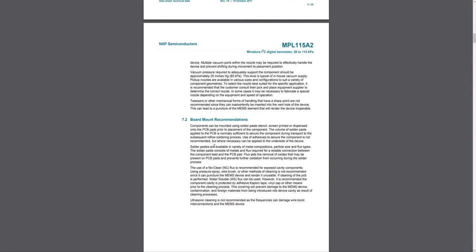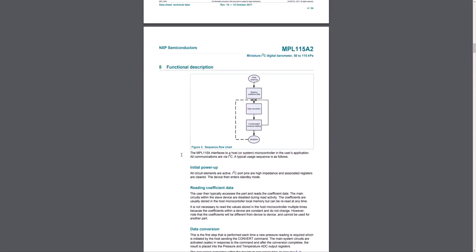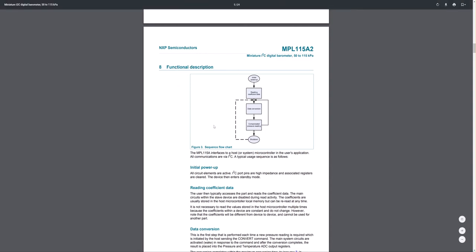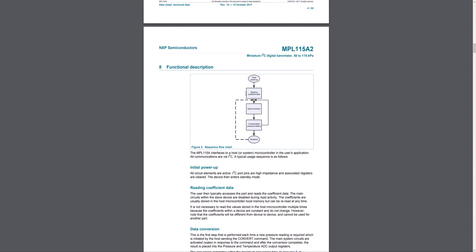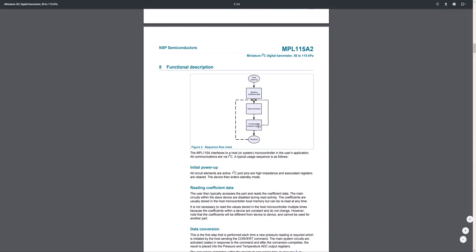It's got some handling information, it's got some board mounting recommendations. Oh, here we finally get to some functional descriptions. Sequence flow chart. So it says initial power up, which of course just means you're connecting power to the device. Reading coefficient data. Okay, well that's going to be the first thing we're going to have to do here, is reading coefficient data. Oh, and then it says there's a data conversion we need to do. Okay. And then we read the pressure, and then we either go back and do more readings, or we put it into that shutdown mode and move it back there.